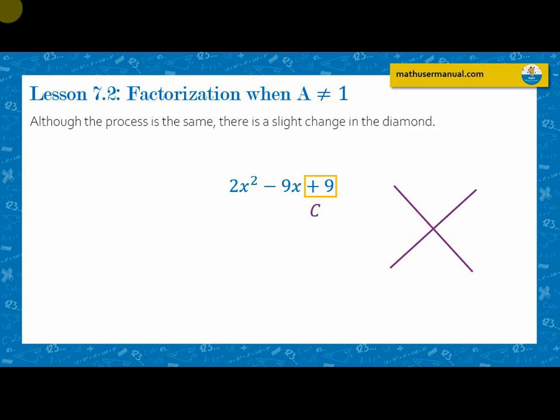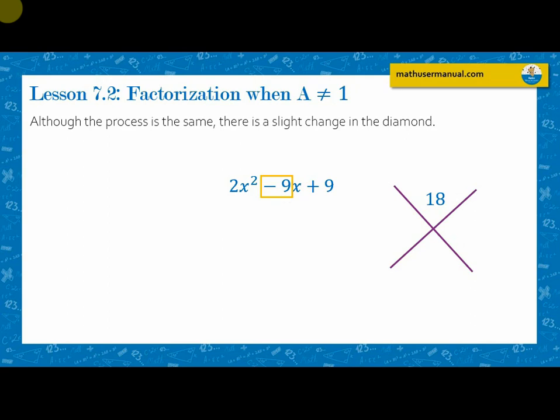But because a is not equal to 1, we also need to take a look at the coefficient of a. Remember, a is the number multiplying the x squared. But for the diamond method, we do not care about the x, we only care about the coefficient. We're going to take those two numbers, the coefficient a and coefficient c, put them on the top of the diamond, and multiply them with each other. So in this case, 2 times positive 9. What is 2 times 9? 18.